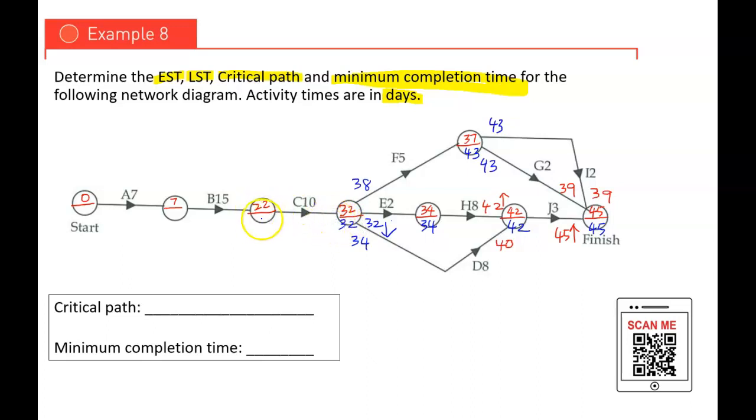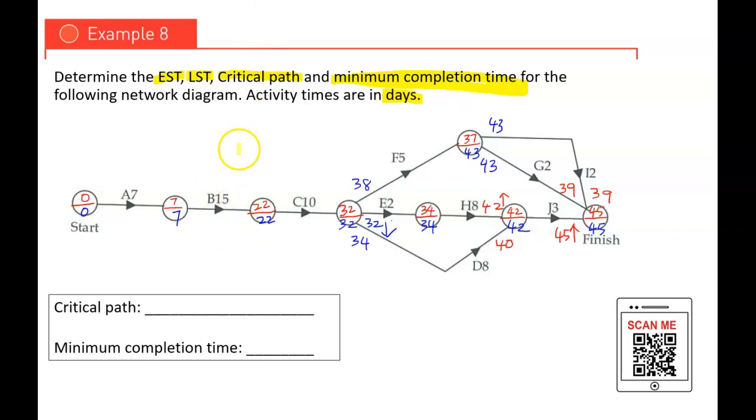So 32 minus 10, you have 22. 22 minus 15, you have 7. 7 minus 7, you end up with 0. Now, how do you know that your calculation is correct? Remember, your starting node must always be 0. Okay? Right. Then the third step.